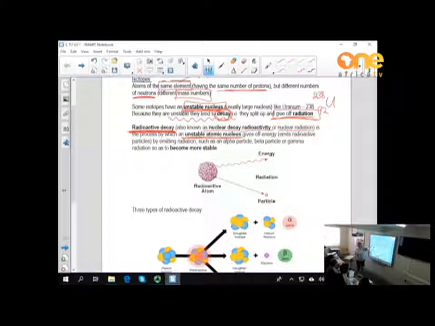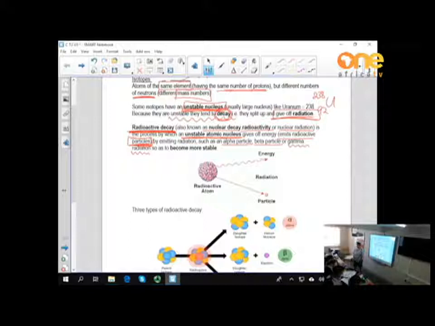But from radiation or radioactive decay, the energy does not come from making or breaking chemical bonds. It comes directly from the nucleus. All right, the nucleus is unstable, and in an effort to become more stable, it gives off energy. All right, so it emits radioactive particles. There's the next thing, by emitting radiation, and the radiation is an alpha particle, a beta particle, or gamma radiation.